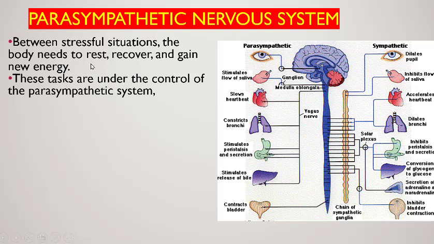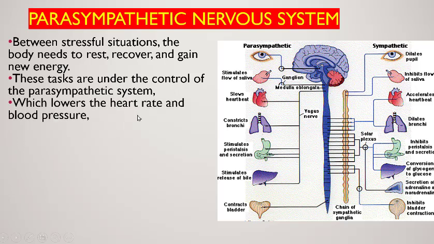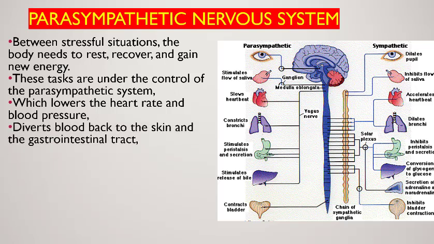The resting time of the body is under the control of the parasympathetic nervous system, which lowers the heart rate and blood pressure. During rest, the heart rate becomes lower or comes to the normal rate, and the blood pressure also becomes normalized, and blood is diverted back to the skin and the gastrointestinal tract.